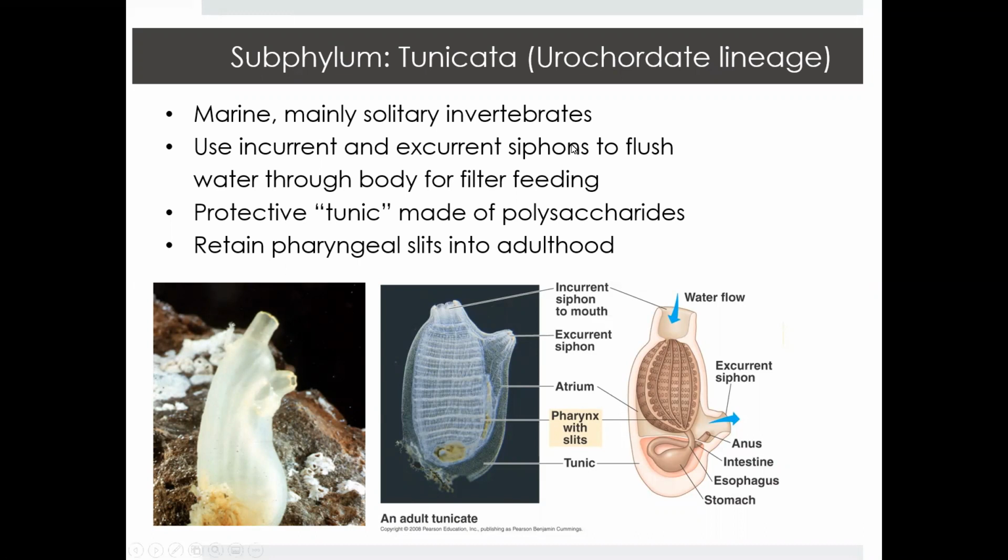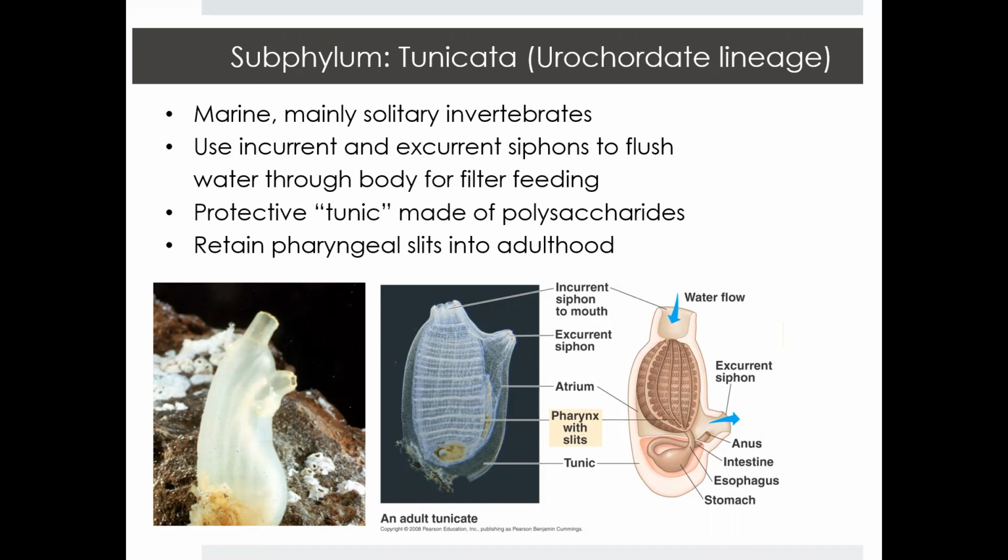As we talked about in one of the earlier slides, during the early development of this organism, within Tunicata, they do exhibit all four of our chordate embryonic characteristics. But as they continue to develop into adults, the only part that they actually retain into adulthood is these pharyngeal slits. So we can see that within the internal structure of these tunicates, they have all these pharyngeal slits, just like the cephalochordates.